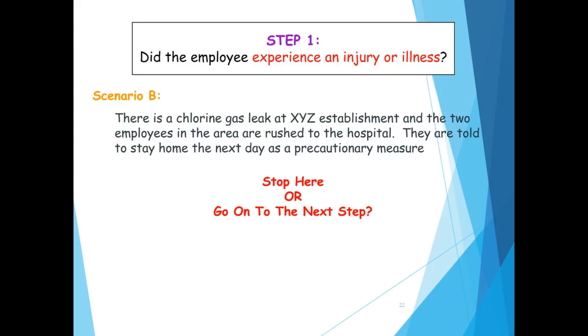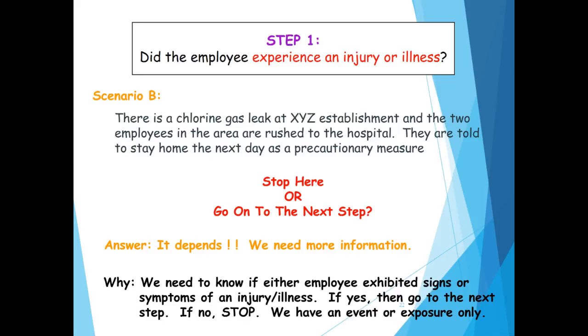Another example: 2 people are exposed to chlorine gas. They're rushed to the hospital and told to stay home the next day as a precautionary measure. So there's no treatment, but you don't know if they had an injury or illness until they report back to you how well they're doing. So in that case, you may have to wait a little longer to figure out if there is an illness or injury due to that exposure to chlorine gas.